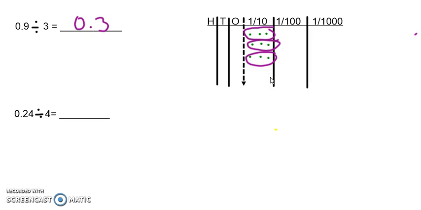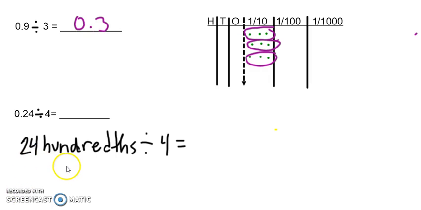Another way that we can look at this is applying what we know with the written method. Let's look at our next problem. We have 24/100 divided by 4. I'm going to rewrite that in word form. 24/100 divided by 4. When I'm looking at this now, I'm not looking at a decimal point. So this makes it easier for me to see 24 divided by 4. And I know that 24 divided by 4 is 6. And since we are working with hundredths, my answer must also be hundredths. So 24/100 divided by 4 would be 6/100.